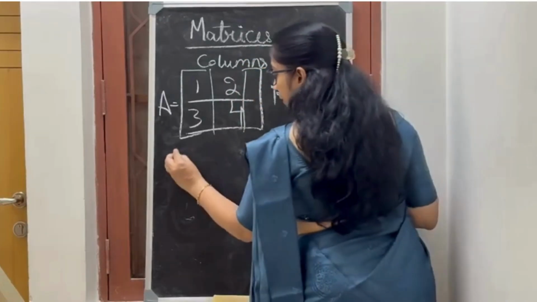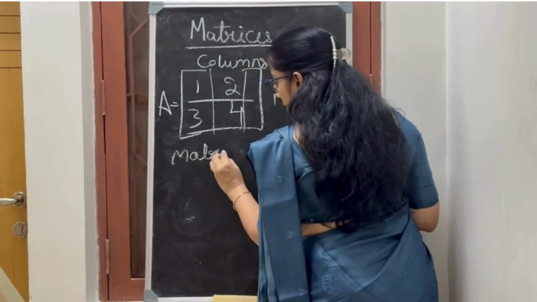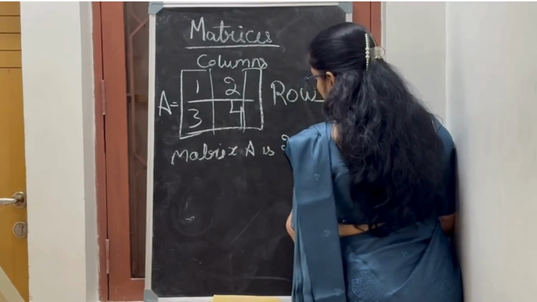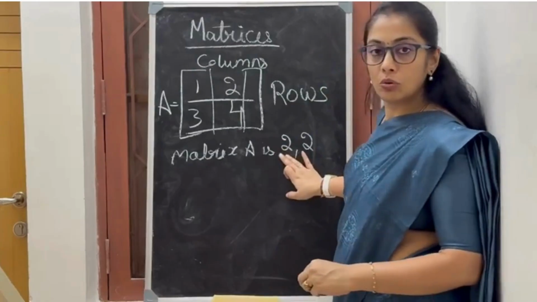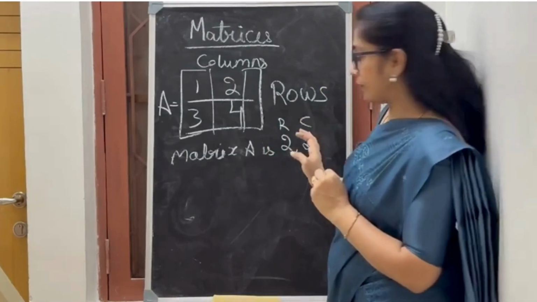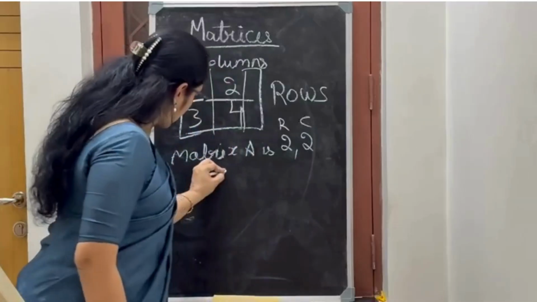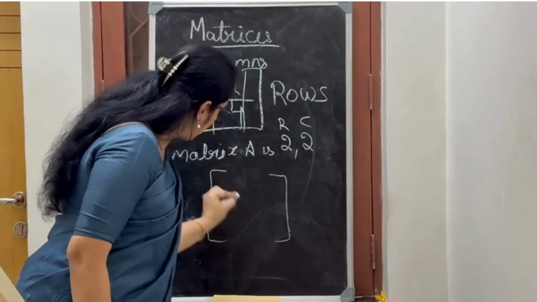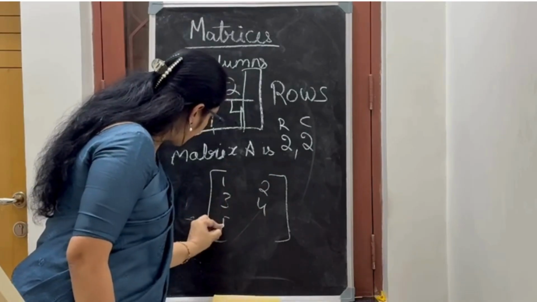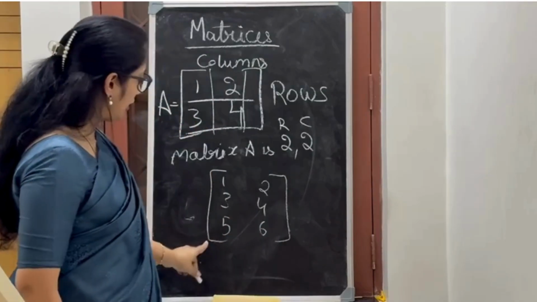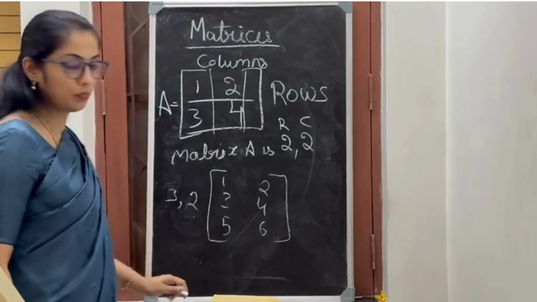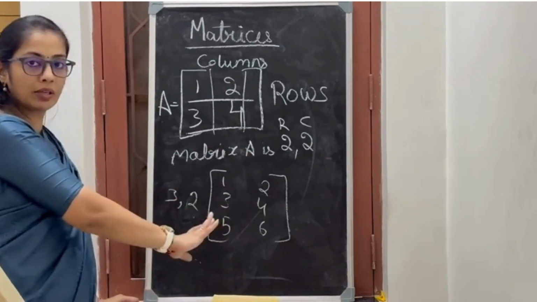When I say matrix A is 2 by 2, it means 2 rows and 2 columns. Always I will say the row first and then the column. It can be rectangular also. I can say 3 by 2, so then it will be 1, 2, 3, 4, 5, 6. What is this? 3 rows, so it will be 3 by 2. This is how you write a matrix.